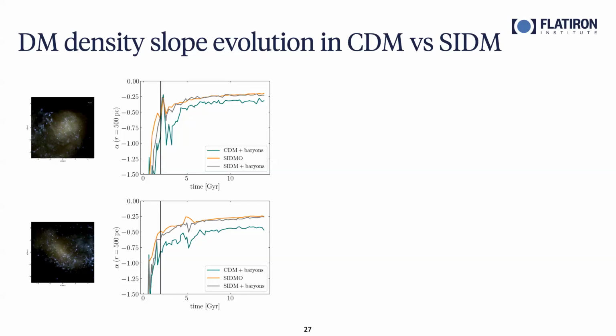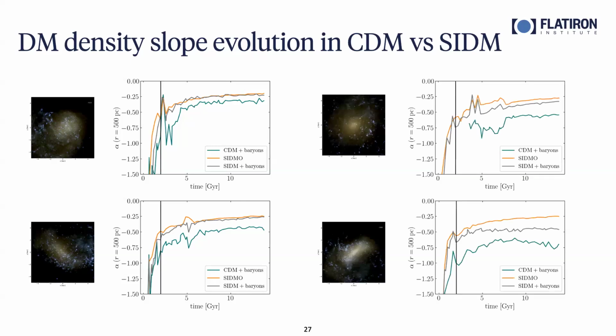Okay, so this is for a subset of the objects. Now if I look at two different objects, something different happens.